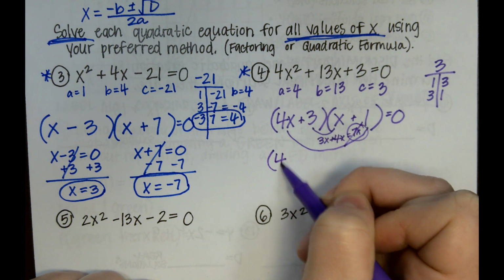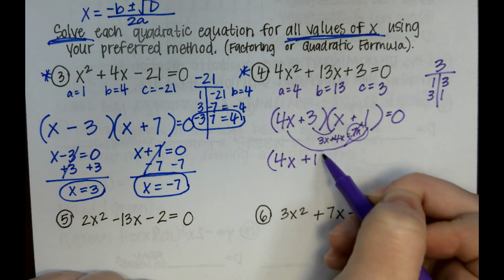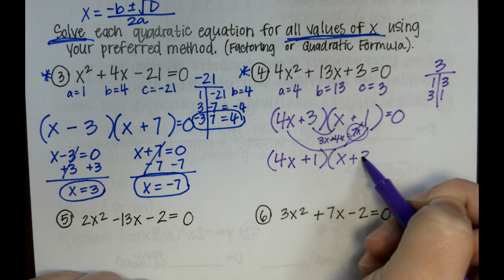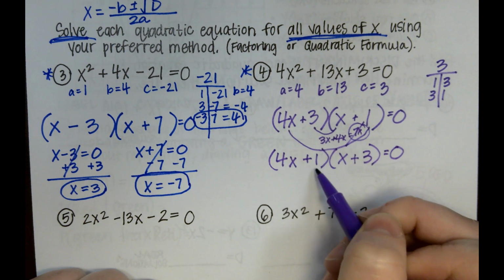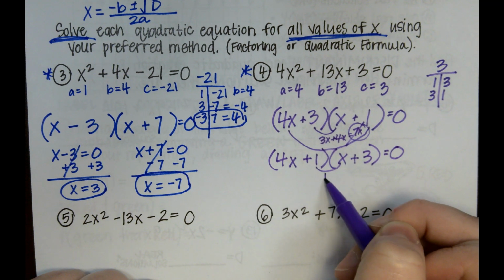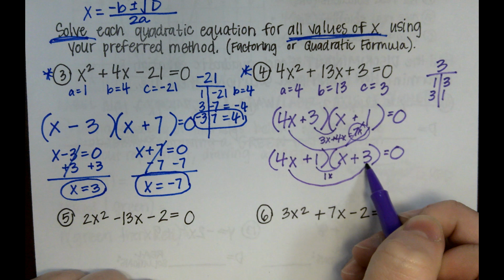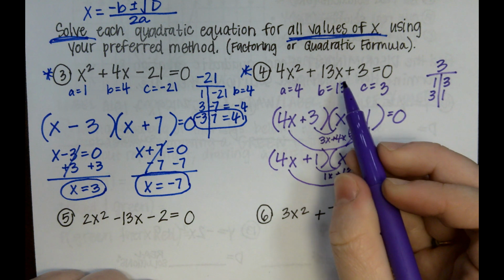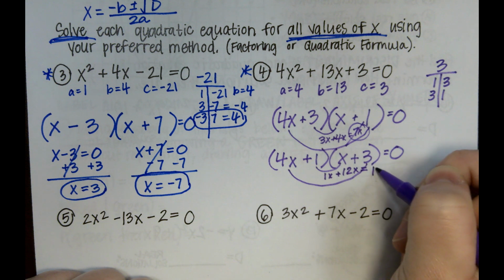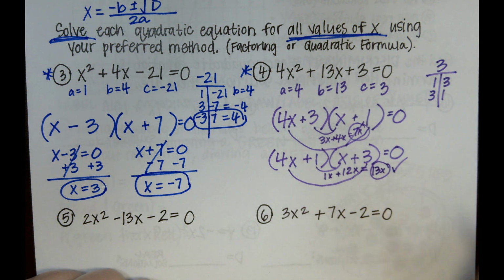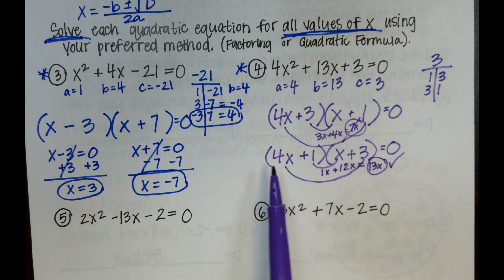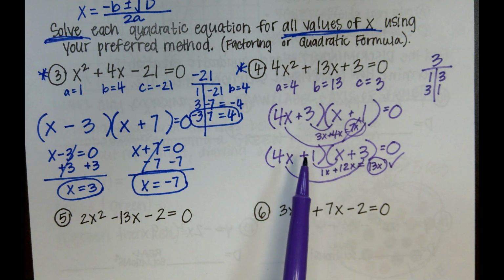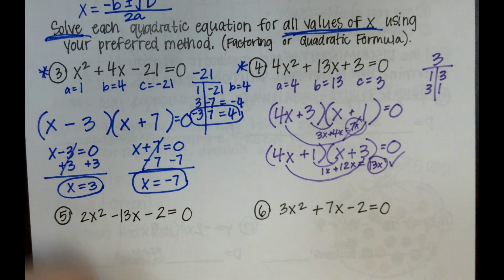What if we just switch them? 4x plus 1 and x plus 3. Let's see if that works. 1x and 4 times 3 is 12x. My B is 13x, so that works. Okay, so I have my factored form. 4x plus 1 and x plus 3. But am I done? No, we got one more step.